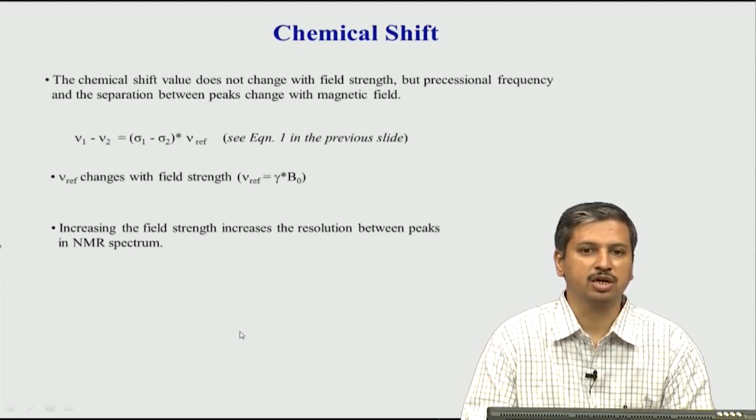Now, this separation is actually what helps you in giving resolution. So, this is what is shown in this slide. That is what we calculated: the chemical shift value does not change with the field strength, but the precessional frequency difference between two peaks changes with magnetic field. This was shown in the last slide. The same thing is repeated here: the chemical shift value may not change in ppm, but when I multiply with the reference frequency of the spectrometer, that changes with frequency.